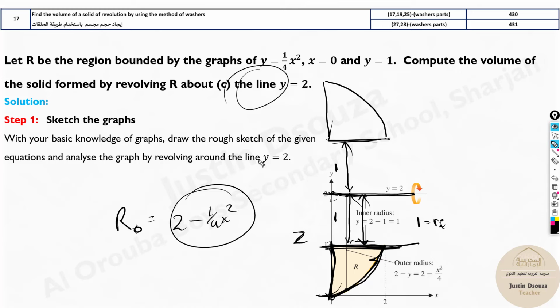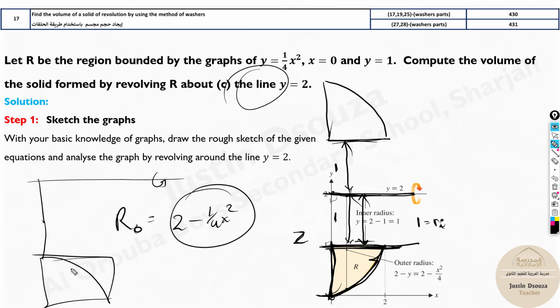Now, if at all it was like this, imagine this is where we rotated, and this one, two, and the curve was going outside like this, just in case. Then it would have been something like this. We would have considered it to be 2 plus. We will see such problems. They'll give you specific problems like that. We can easily deduce how to take the outer radius based on that.